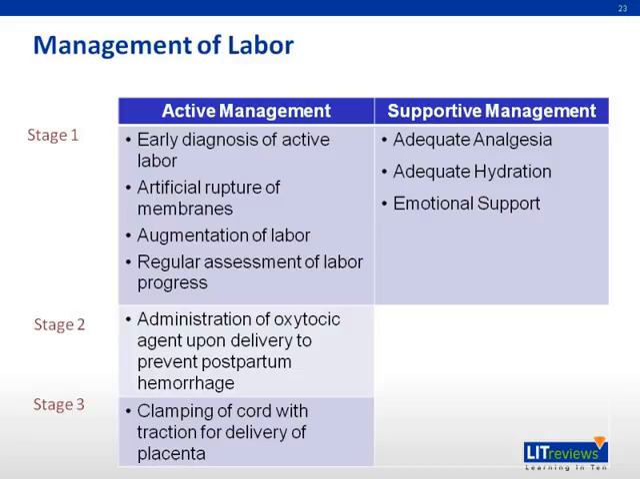In the third stage of labor, administration of oxytocic agents and clamping of the cord with application of traction helps reduce complications such as postpartum hemorrhage. Supportive management of labor involves adequate analgesia, maternal hydration, and emotional support throughout labor.